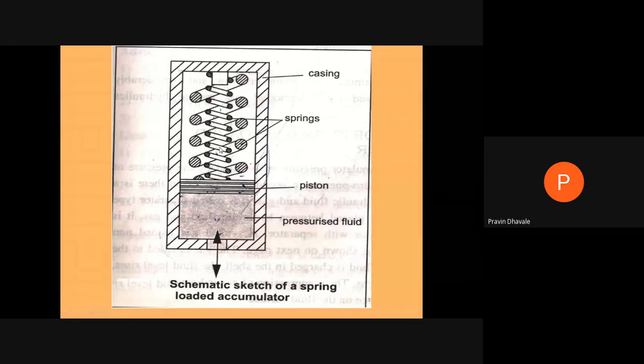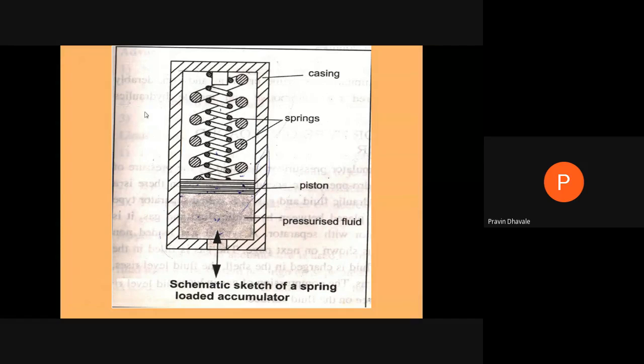Now, what are the advantages? It is compact in design. We may use more than one spring, that is multiple springs, so that the accumulator becomes more compact, right? And all parts are enclosed. Spring and piston are both enclosed in a casing. So there will be no moving part exposed in the case of a spring loaded accumulator.